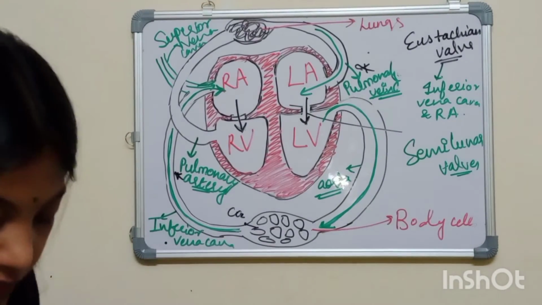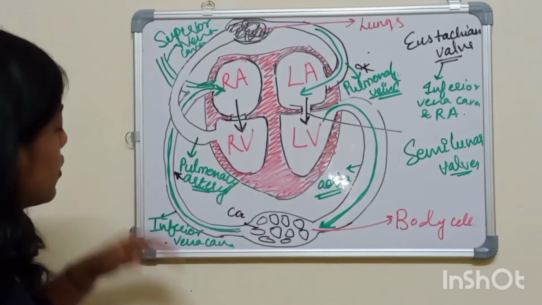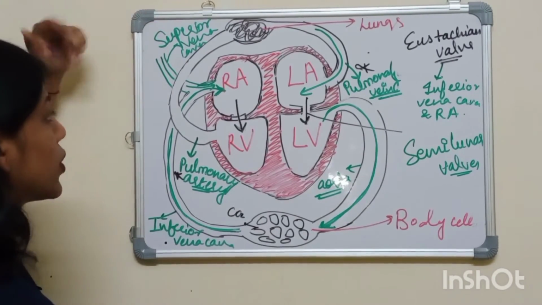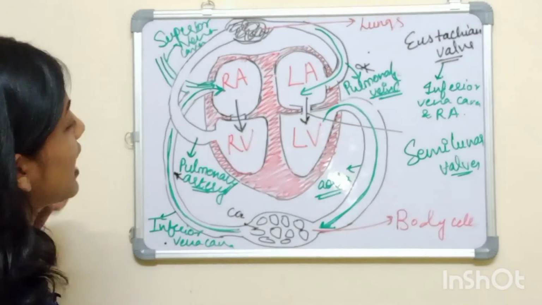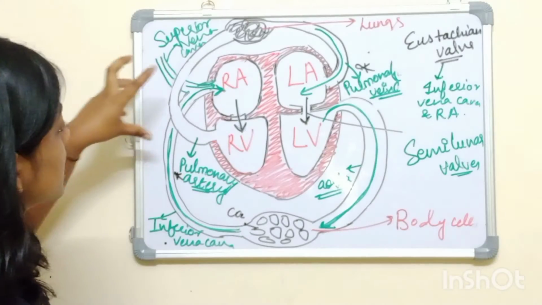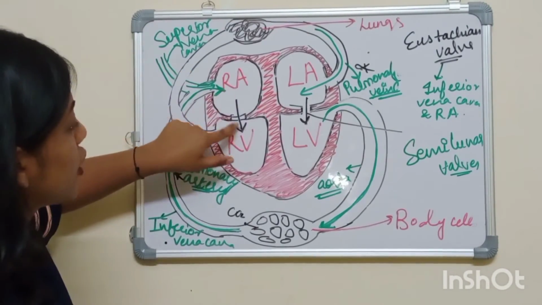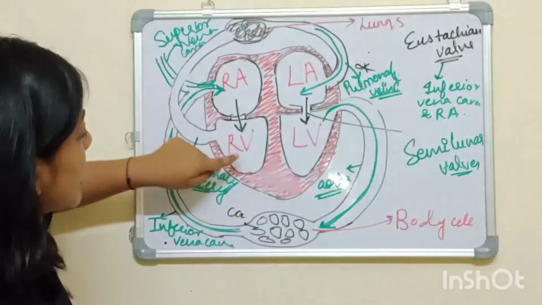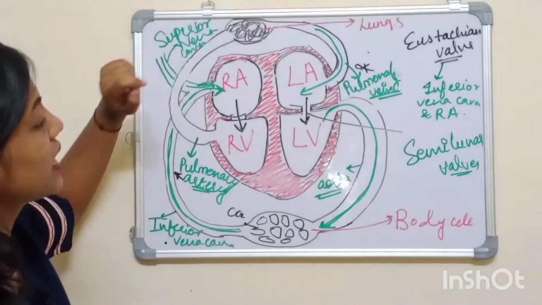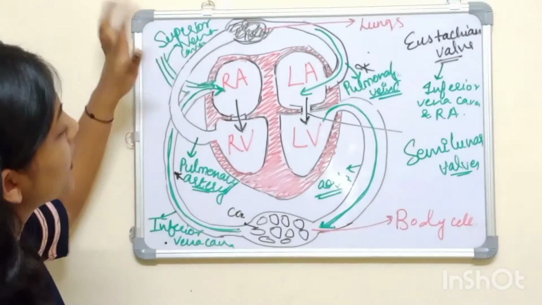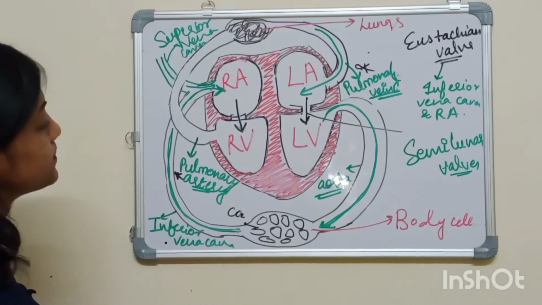The deoxygenated blood comes from the body parts through the inferior vena cava from the lower body, the superior vena cava from the upper body, and the coronary sinus that brings the deoxygenated blood from the heart itself. All the deoxygenated blood of the body comes into the right atrium. Then there is a valve between the right atrium and right ventricle, known as the tricuspid valve. When the tricuspid valve opens, the blood from the right atrium flows into the right ventricle.